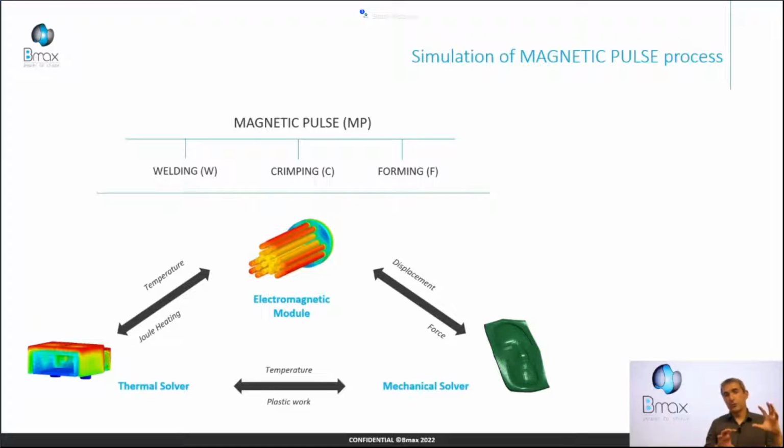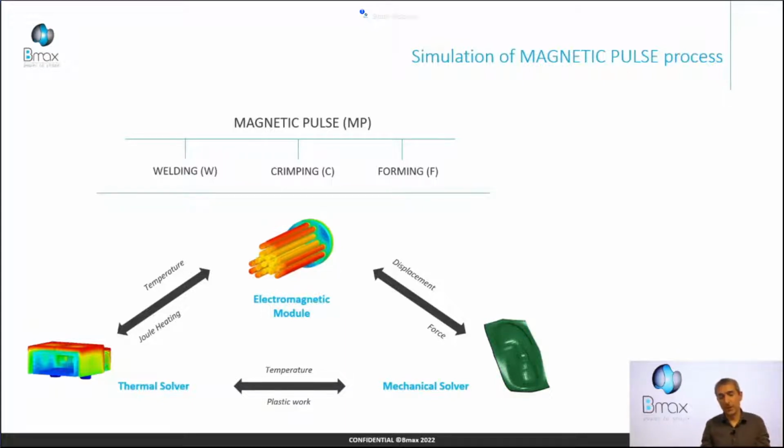In nature, when we apply current inside a material, we create heating, temperature increase. That's why we perform a coupling between the thermal solver and the electromagnetic module to update the temperature, and in this way, update the conductivity of the material. And when the temperature increases, the conductivity decreases, and the Lorentz force at the end decreases. So to be accurate in the calculation of the loading, we have to activate this coupling between thermal solver and electromagnetic module.